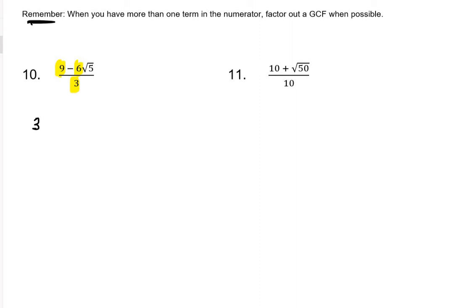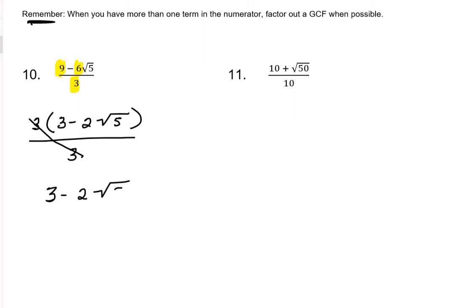So I can factor out a 3. So I have 3 minus 2 times the square root of 5. And then in the denominator, I have 3. So now the 3's will cancel. So my answer is going to be 3 minus 2 times the square root of 5.